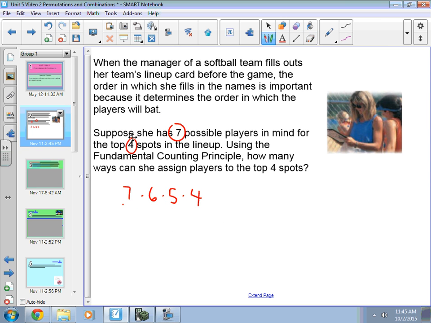Now, be careful here. We don't want to keep going down 3, 2, 1 and use that factorial button we talked about yesterday. The reason we don't want to use that here is because there's only 4 spots in the lineup. So we want to stop after 4 numbers have been used. So if we multiply all those together with our calculator, it gives us 840 possible lineups. Okay, so we could definitely do the problem like that, and that's the correct answer. What we're going to look at today is another way you can do that using what's called permutations and combinations.